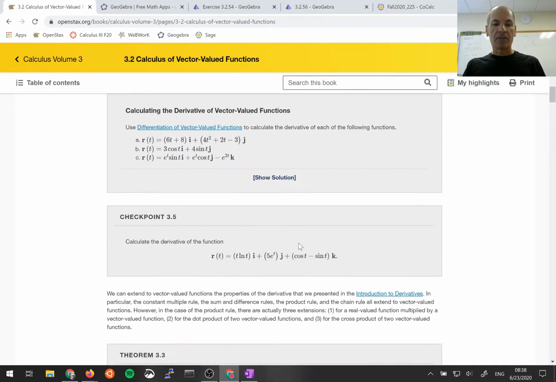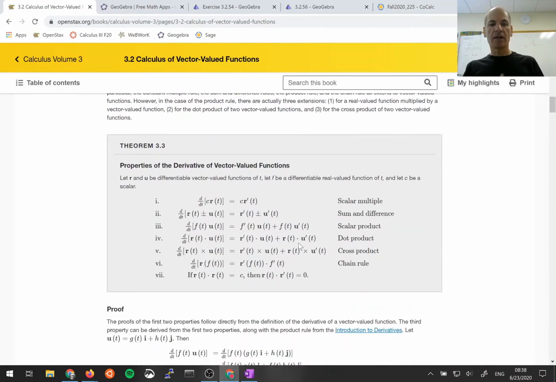All right, let's carry on a little bit and look at some of the abstract properties of derivatives of vector-valued functions. These are all the things that you're used to, at least the first couple. In other words, the constant can pass through differentiation. So the derivative of a constant times a vector-valued function is just that constant times the derivative of the vector-valued function. Furthermore, differentiation of vector-valued functions distributes across addition and subtraction.